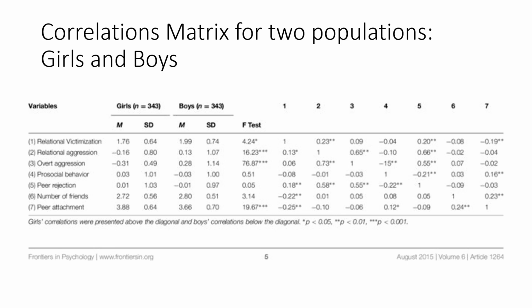So first of all, you can see the variables: relational victimization, relational aggression, overt aggression, pro-social behavior, peer rejection, number of friends, and peer attachment. So you can see they're numbered. And if you go way over to the right, you can see these numbers up here. So this is representing, over on this side of the chart, a correlation matrix. So let's orient to this a little bit.